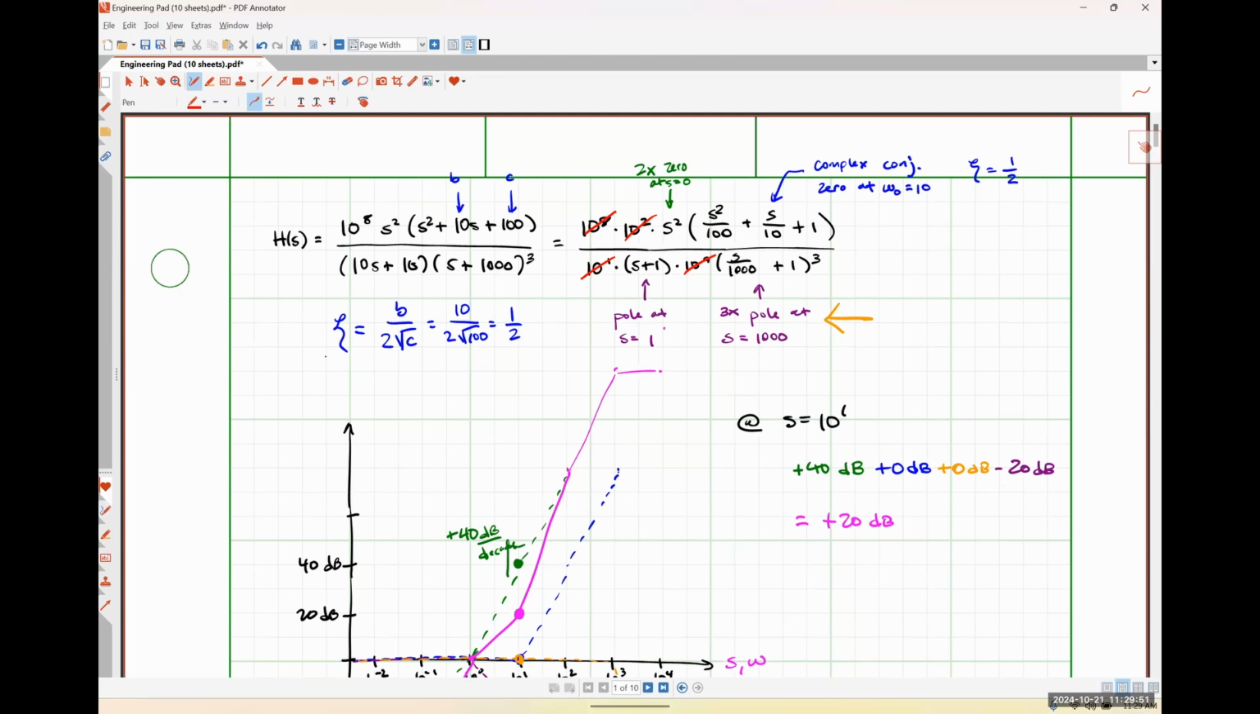Did I not do it? Oh, I accidentally, sorry, at 10 to the 1. Because this is s squared over omega naught squared. So 100 is omega naught squared, which means omega naught is 10. I'm sorry, I misspoke. Thank you for that.